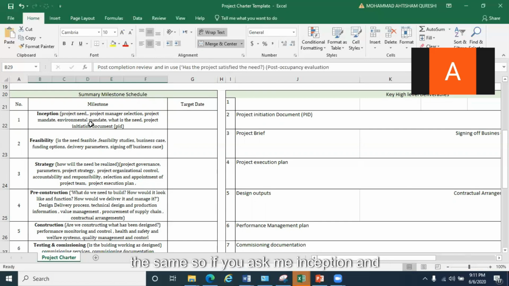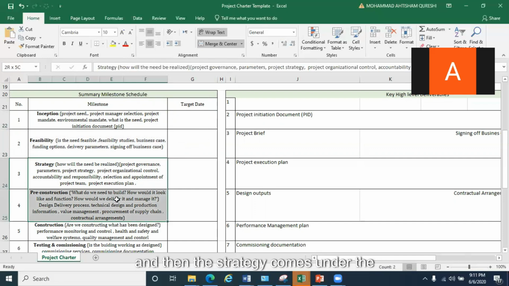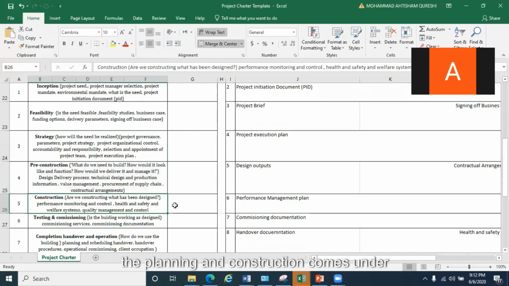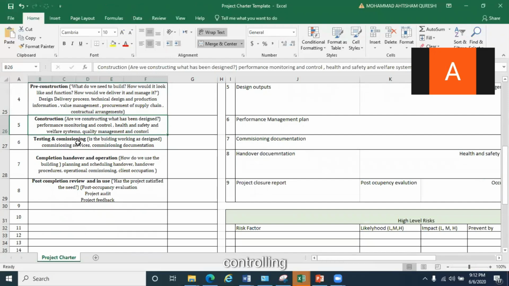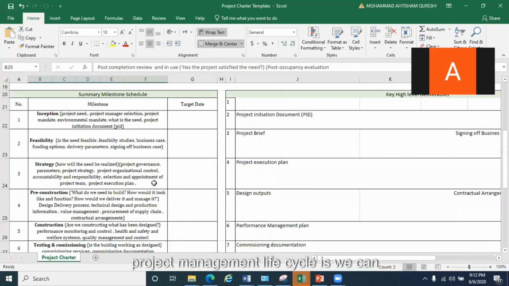So if you ask me, inception and feasibility come under initiation, or part of it comes under planning, and then strategy comes under planning. Even design or pre-construction comes under planning, and construction comes under execution, and monitoring and controlling is part of the testing and monitoring. Testing and commissioning, and completion and handover are part of closing, the completion review. So the project management life cycle we can apply directly here. That's not a problem. The project management life cycle is applicable in any industry.